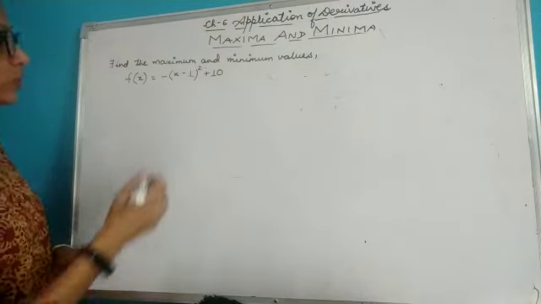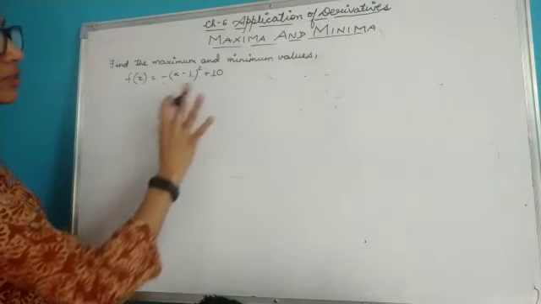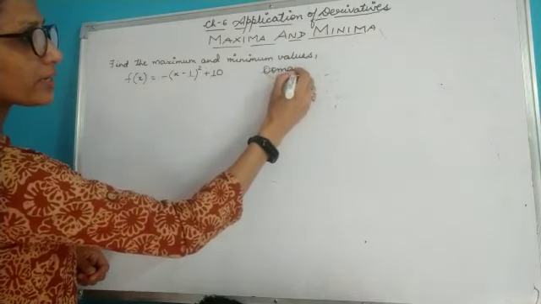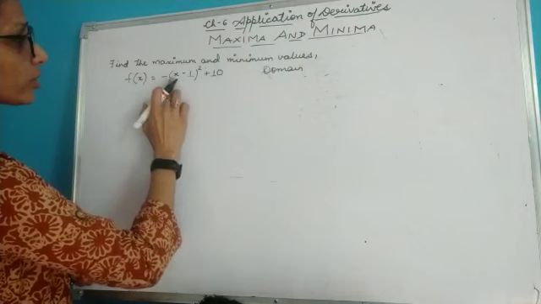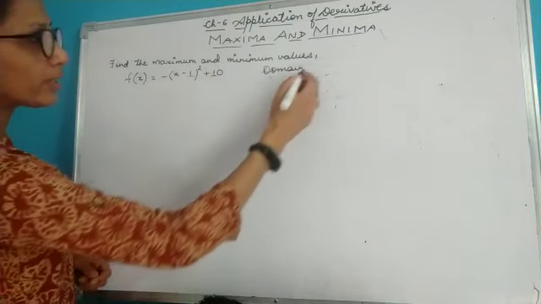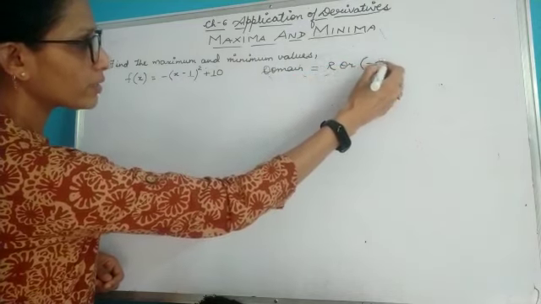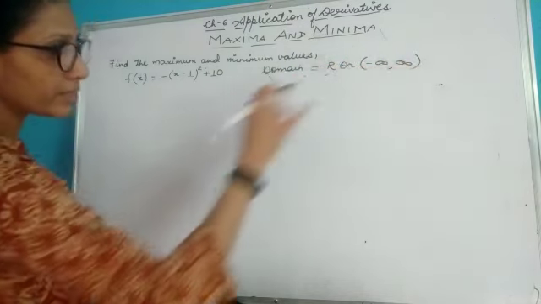Let's see this question, children. Here f(x) is given to you as this. So first of all, let's define the domain of the given function. So x can take any value, that means domain equals real numbers, or I can say from minus infinity to infinity it can take the value.